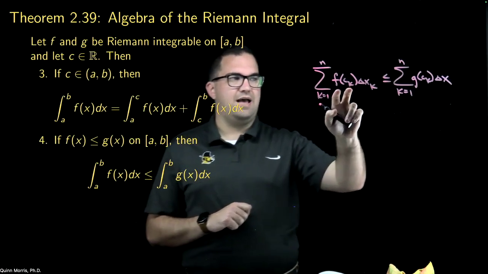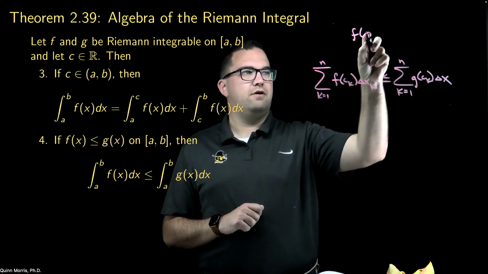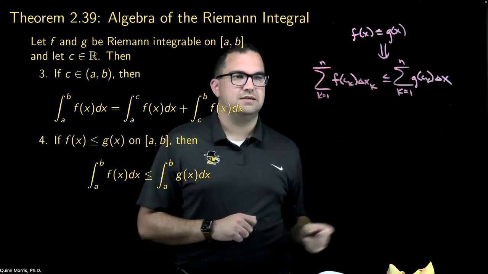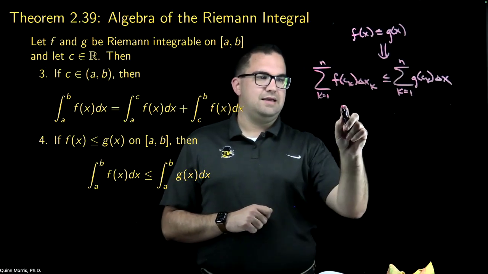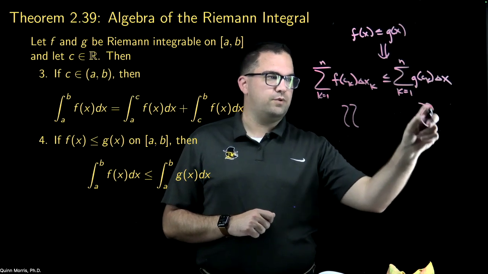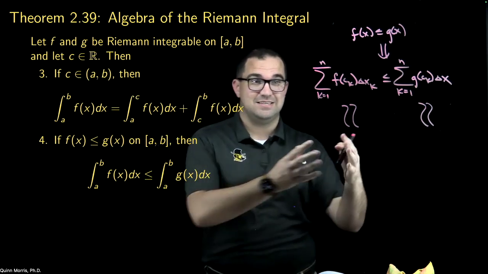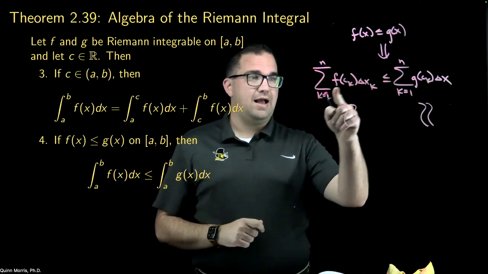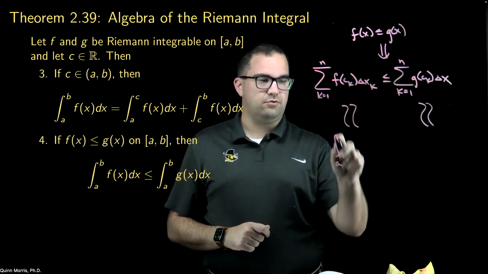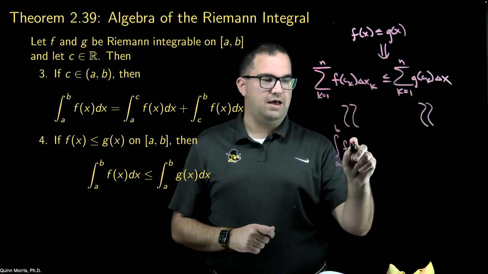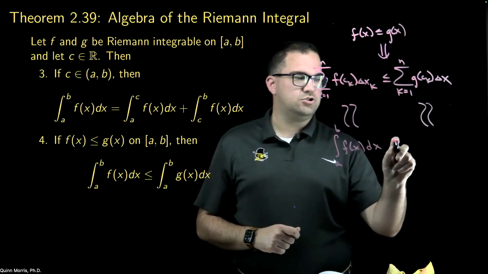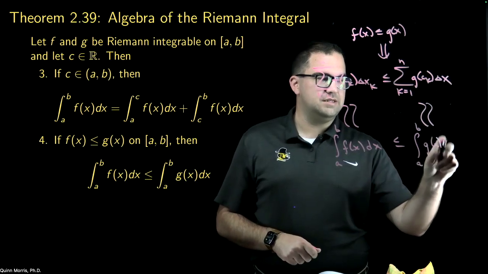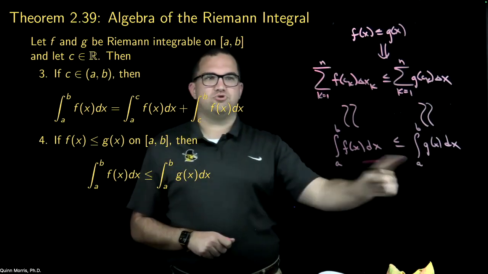This works for sums. If f of x is less than or equal to g of x, then that implies this. And then the idea is that somehow, and I'm going to put squiggly equal signs here because the real analysis is in how do I make this more rigorous, this should be approximating the integral from a to b of f of x dx. This should be approximating the integral from a to b of g of x dx. And so this should be true.